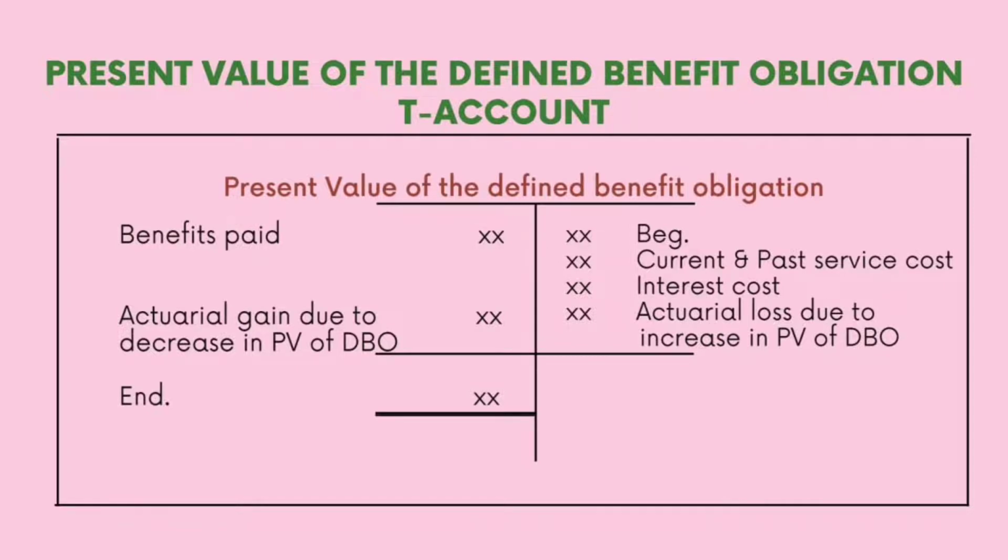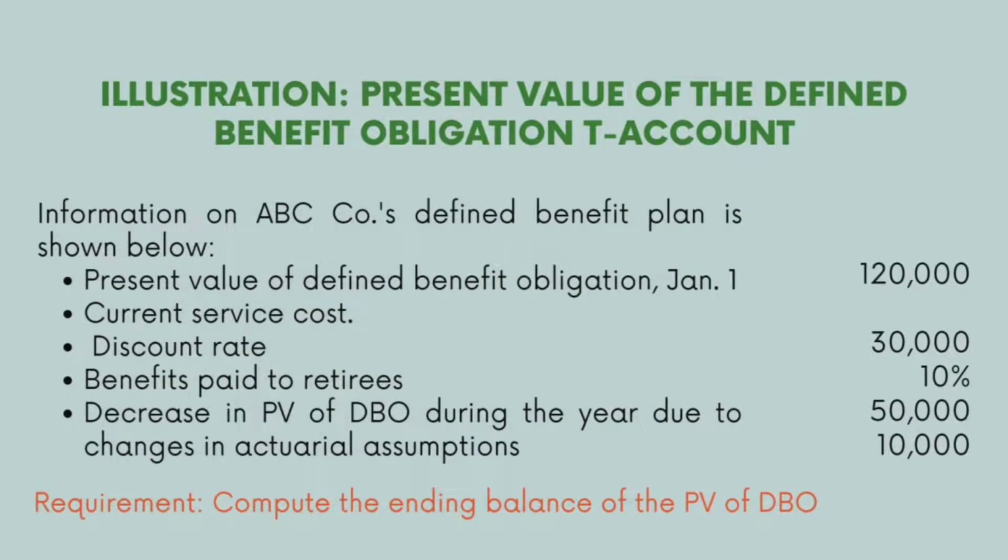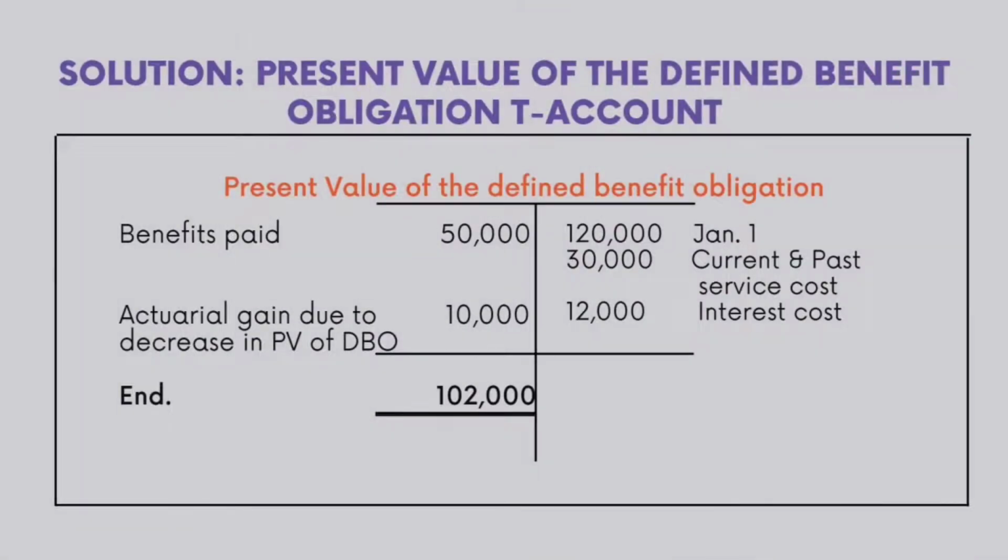So here's the illustration for present value of defined benefit obligation using the T account. The following are the information in ABC company defined benefit plan is as follows. Present value of defined benefit obligation of January 1, 20x1, 120,000. Current service cost, 30,000. Discount rate, 10%. Benefit paid to retirees, 50,000. Decrease in present value of defined benefit obligation during the year due to change in actuarial assumptions is 10,000. Ito naman yung solution gamit ang T account.